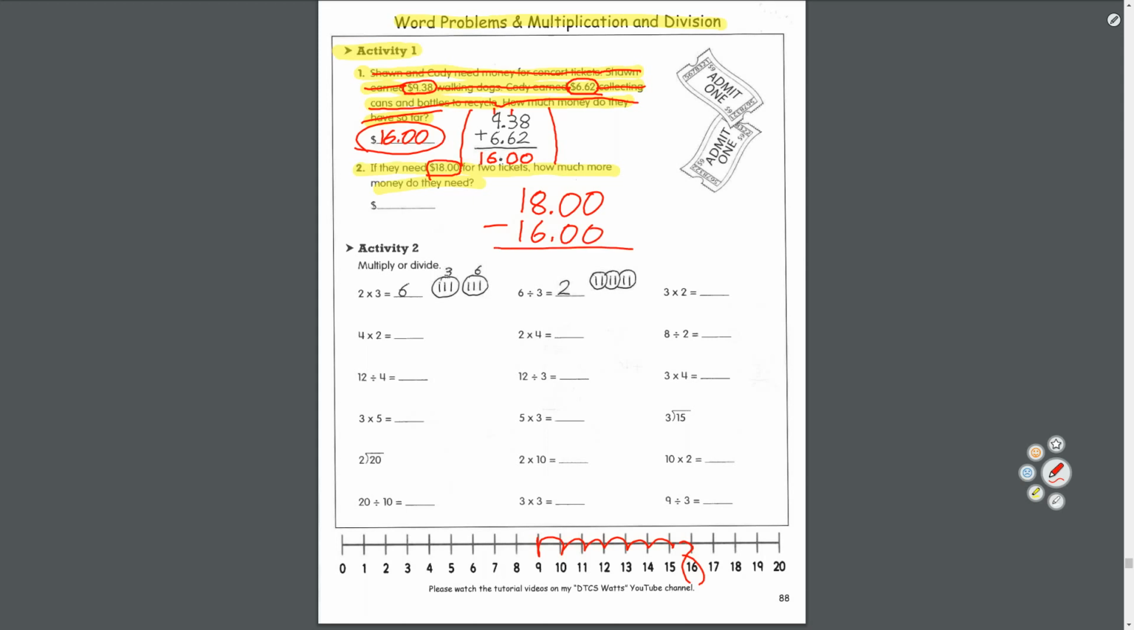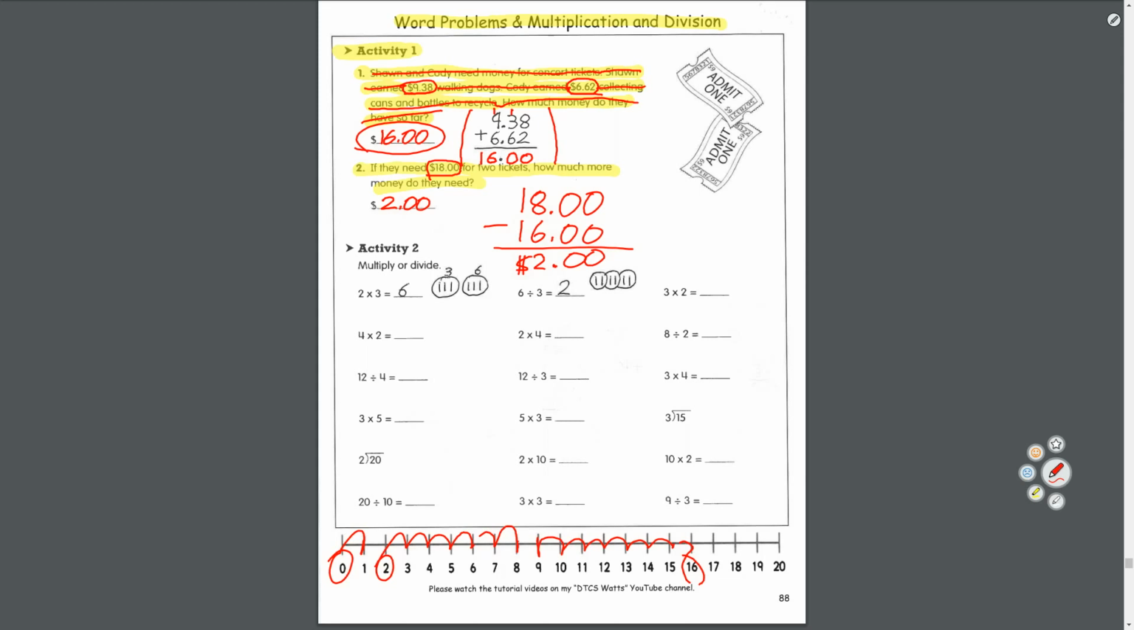Start in the ones place. 0 take away 0 is 0, of course. 0 take away 0 is 0. Very important. Drop the decimal down. Now, 8 take away 6. 8 take away 1, 2, 3, 4, 5, 6 equals 2. 1 take away 1 equals 0. We don't start numbers with 0, so that means they need $2. They're almost there.